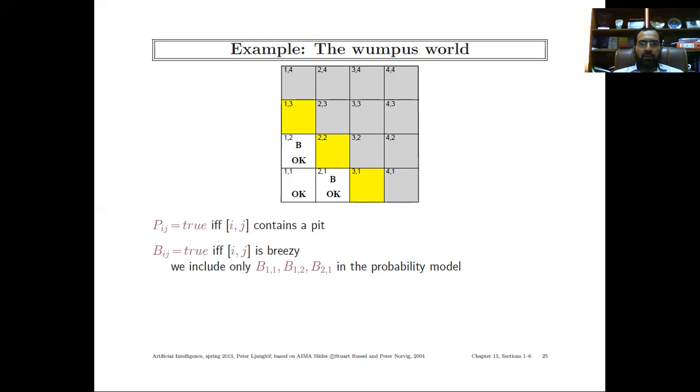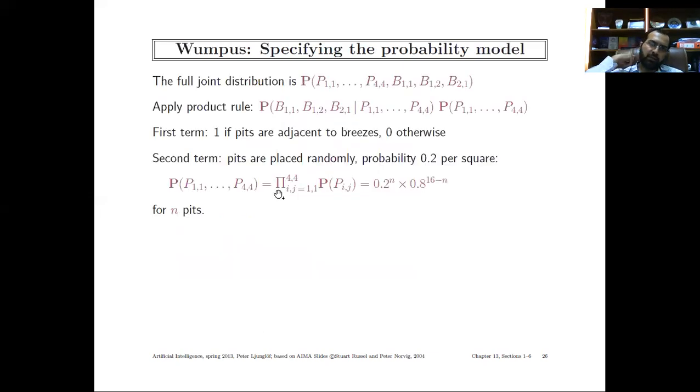So we include only B11, B12, B21 in the probability model. Let's assume that we just take B11, B12, which is this one, and B21, which is this one. So here we only take all these three. The full joint distribution is probability of P11, comma, dot dot dot, P44, comma, B11, B12, B21.